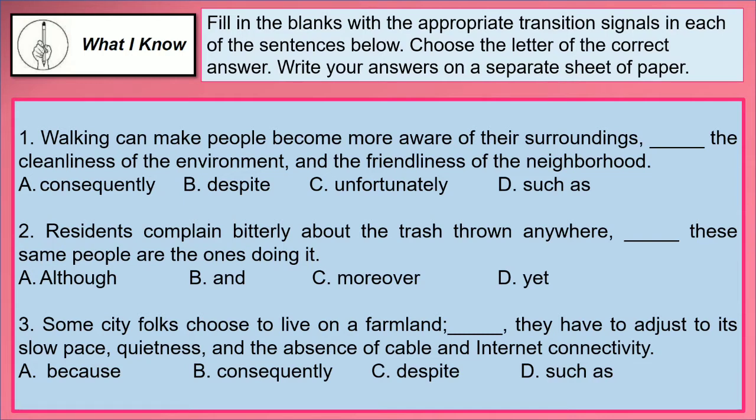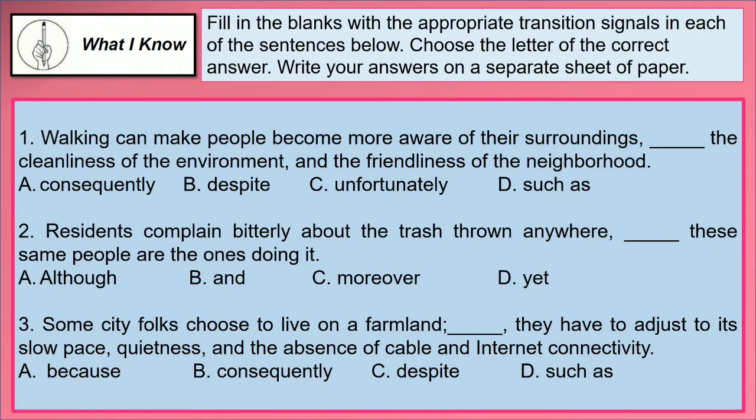Number 1. Walking can make people become more aware of their surroundings. Blank the cleanliness of the environment and the friendliness of the neighborhood. A. Consequently. B. Despite. C. Unfortunately. D. Such as. Number 2. Residents complain bitterly about the trash thrown everywhere. Blank the same people are the ones doing it. A. Although. B. And. C. Moreover. D. Yet.